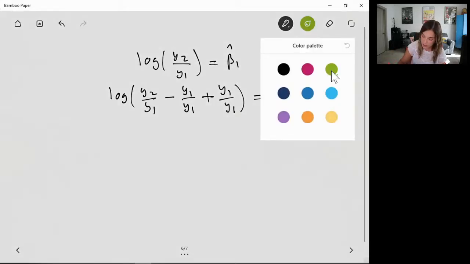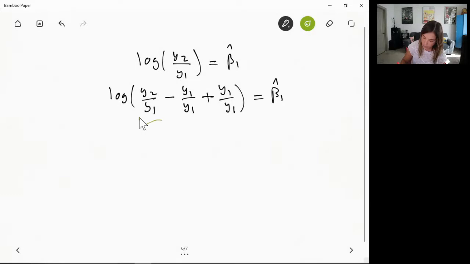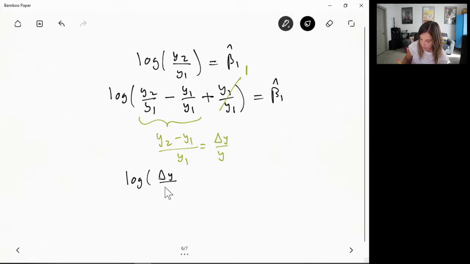If you see this right here, this term is y2 over y1 minus y1 over y1. And that is what we know as a percentage change. This is delta y over y1. And this, as you can see here, is just 1. So let's go back to our equation. We have the log of delta y over y1 plus 1 equals beta 1 hat.